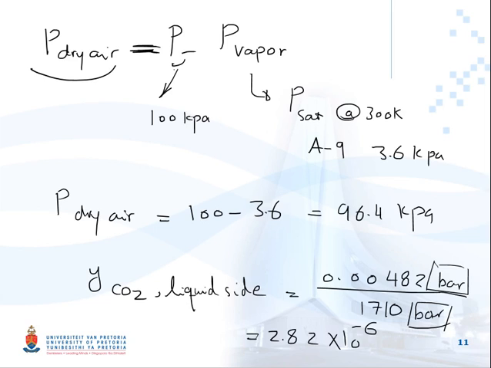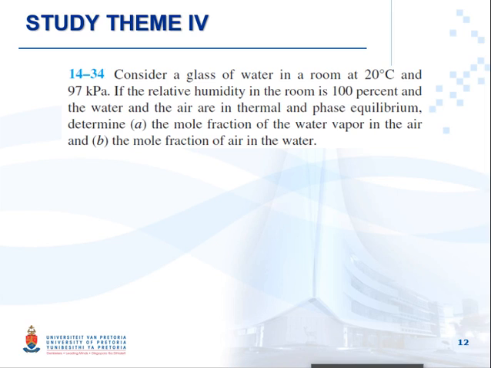Okay, let's try and see if we can solve another one, because I think when we solve more examples, it will be much easier for us to understand. So here, another question, 34 of the textbook. Consider a glass of water in a room at 20 degrees and 97 kilopascal.